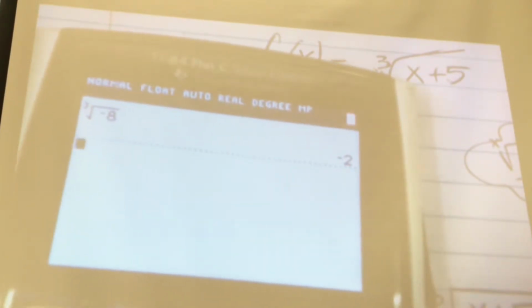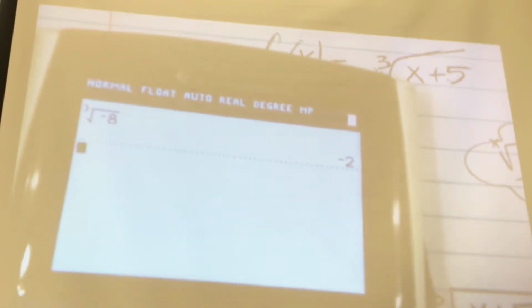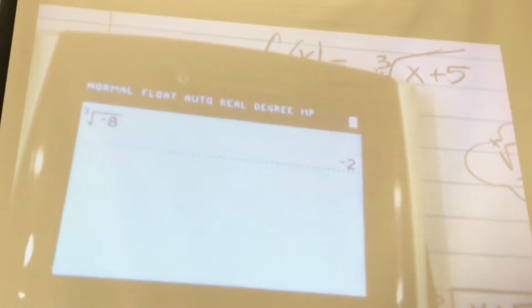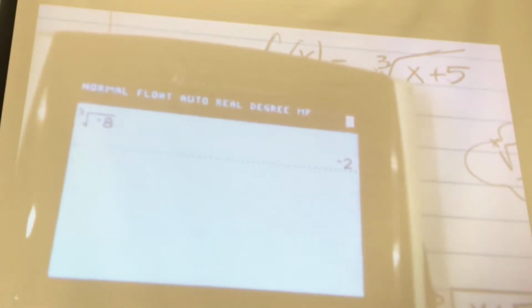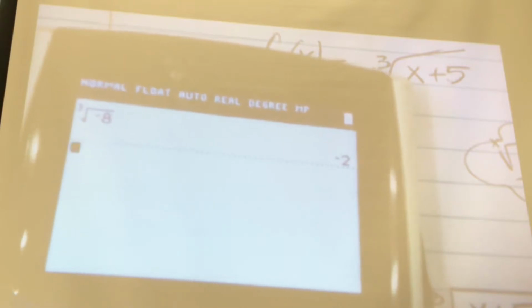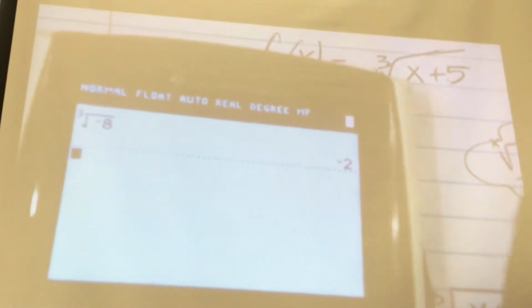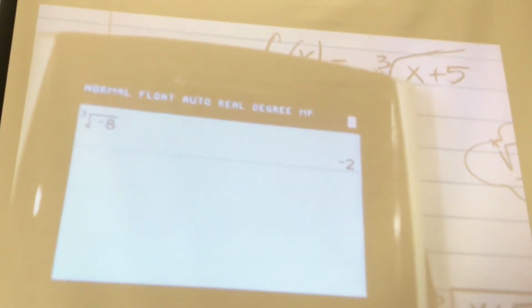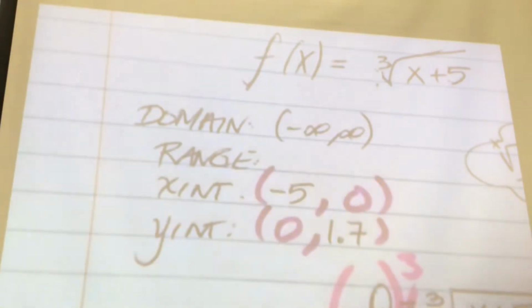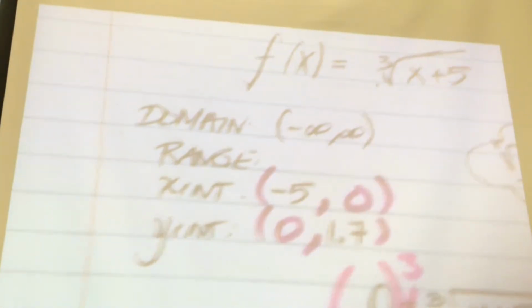You're just not allowed to have a negative square root, because a negative 2 times a negative 2 will never be negative. But cube is fine. So answer me again. Are we allowed to have a negative cube root? Yes. So that's why the domain is all real numbers, because you can plug in positive numbers and negative numbers. There's no denominator. There are no restrictions here.